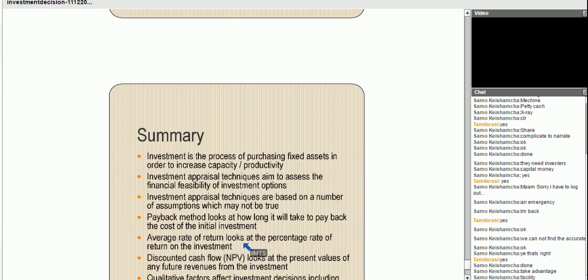So now we come to the summary of this. Investment is the process of purchasing fixed assets in order to increase the capacity of productivity. Investment appraisal techniques aim to assess the financial feasibility of investment options. Investment appraisal techniques are based on a number of assumptions which may not be true. Payback method looks at how long it will take to pay back the cost of initial investment.